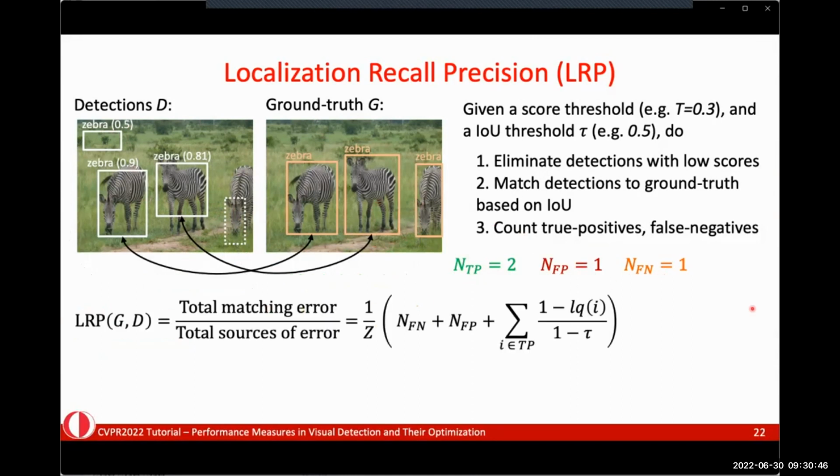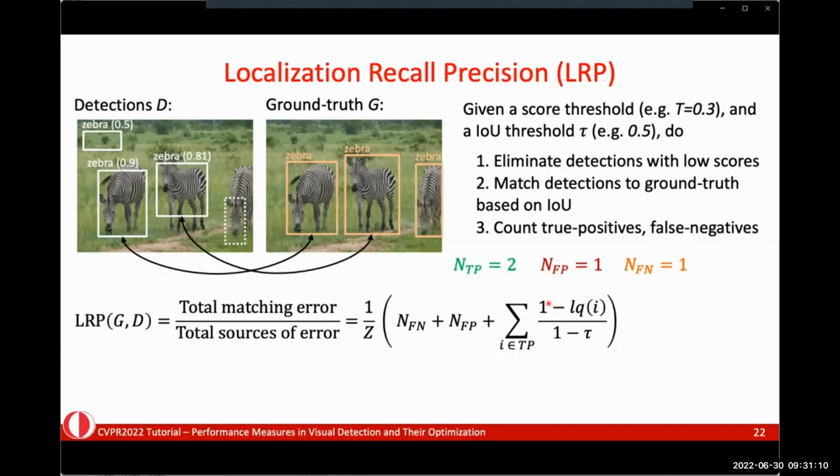Okay. LRP between a set of detections and a set of ground truth boxes is computed as a ratio of total matching error and the total sources of error. So LRP's maximum value can be 1 and its minimum value can be 0. Let us first look at the total matching error.